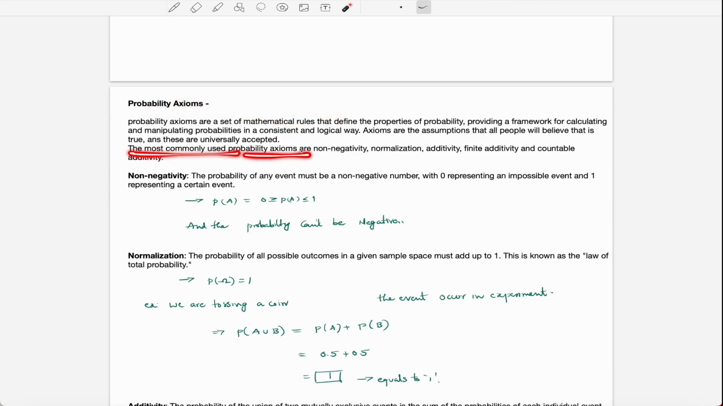So the most commonly used probability axioms are non-negativity, normalization, additivity, infinite additivity and countable additivity. The axioms are assumptions. I just want you to recall the linear regression and logistic regression lectures, where we covered the assumptions. Assumptions mean we have to satisfy and accept all of these in order to get this probability. I hope you have a basic intuition about what axioms are. These are universally accepted. If they are rejected, then we cannot continue with probability.